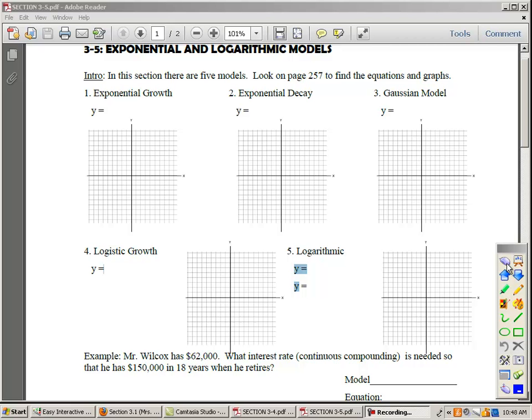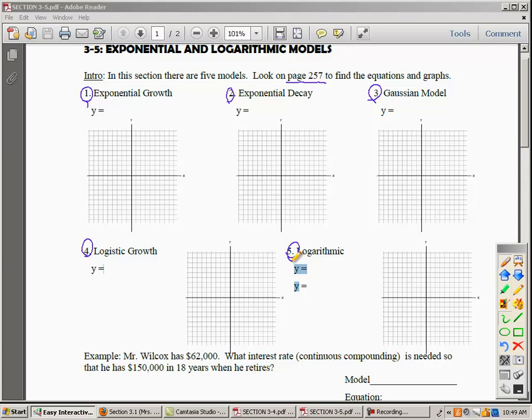Section 3.5. This is the last section in chapter 3. What I want to start off with you guys doing is actually looking at page 257. 257 will give you all 5 of these models. They will give you examples of their equations and also show you the graphs. And you will want to at least be able to kind of see what they look like.